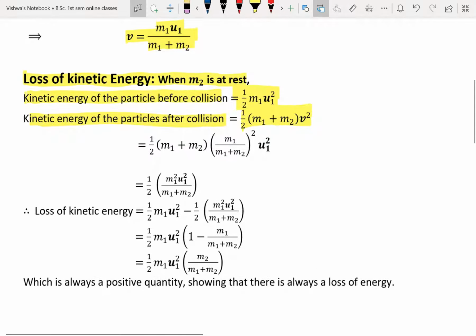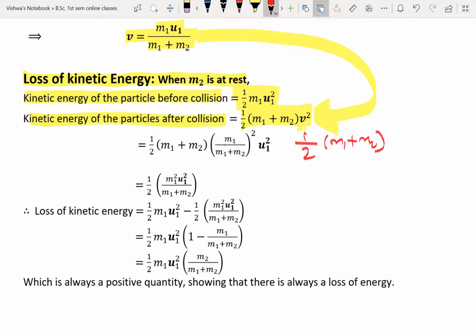From these two equations, I am going to substitute the value of v. From this equation, we already know the value of v after collision, the velocity. Substitute the v value in these equations, then simplify. I am going to substitute here 1/2 (m1 plus m2) into v square. The v square value is what? (m1 u1 by m1 plus m2) square.